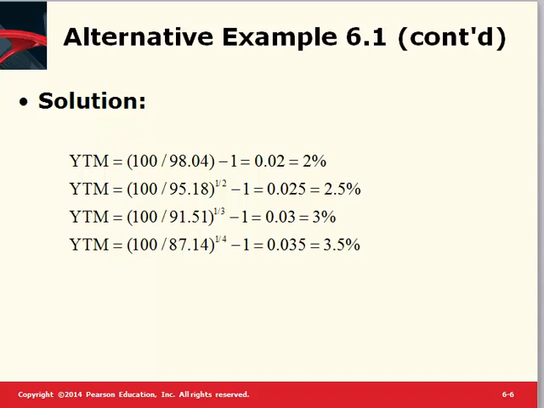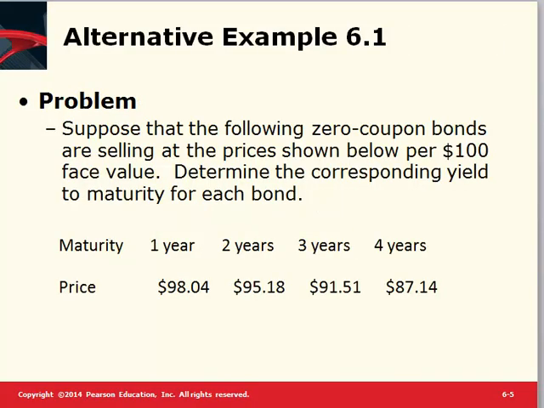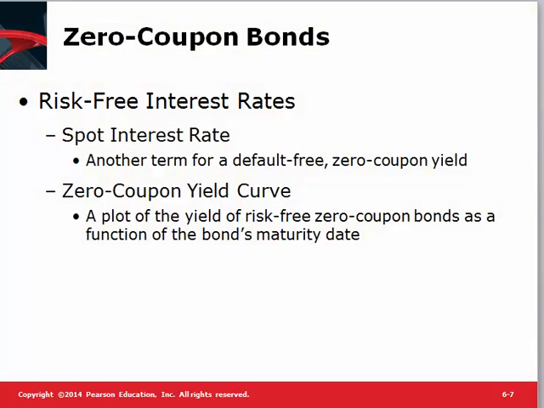The second one is 2.5, then 3, then 3.5. So again, just take this amount, divide it into 100, minus 1, and that ultimately gives you the yield. It's also something we talked about a little bit earlier, called the holding period return. You can calculate it that way as well.